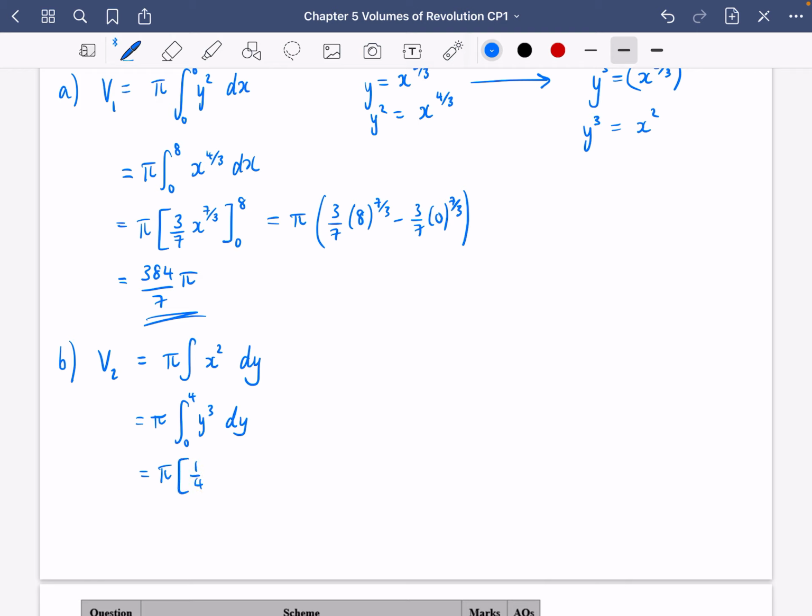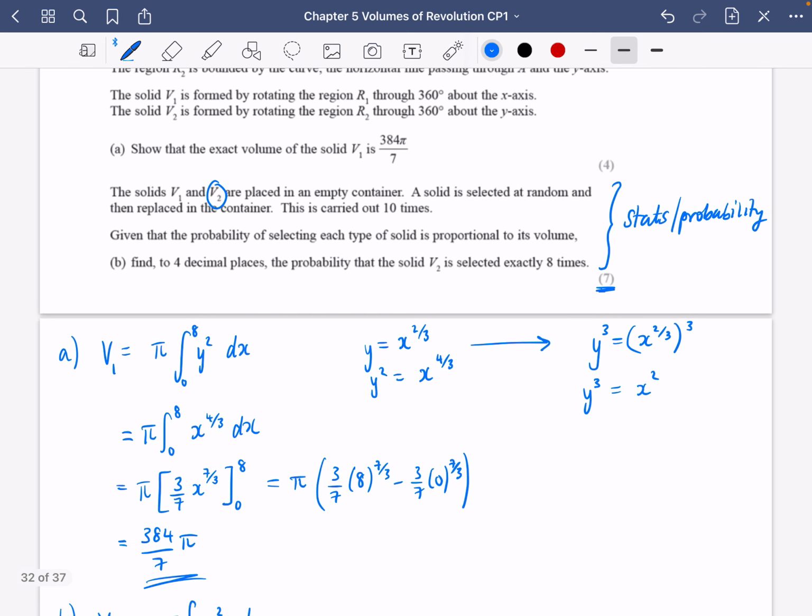So that's going to be a quarter y to the power of 4 between 0 and 4, which is going to be pi multiplied by a quarter 4 to the power of 4 minus a quarter 0 to the power of 4. Well, that's just going to be 4 to the power of 3, which is just going to be 64 pi. So that's pretty much where lots of the marks are going to come from, but we're now going to try and do actually answering this kind of probability part of the question that's going on here.